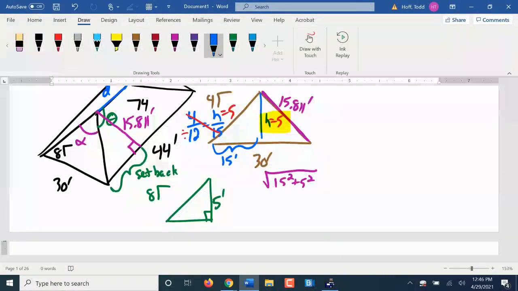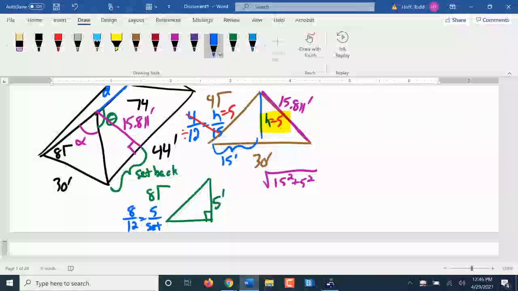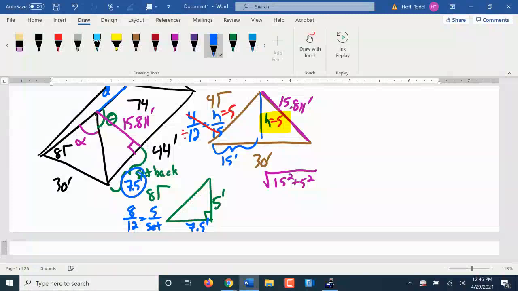So we'll set up our proportion here, 8 over 12 equals 5 over, I'll just put set for our setback. As we cross multiply and divide, we get that this is 7.5 feet. So our setback here is 7.5 feet long. At this point, we can actually find theta.